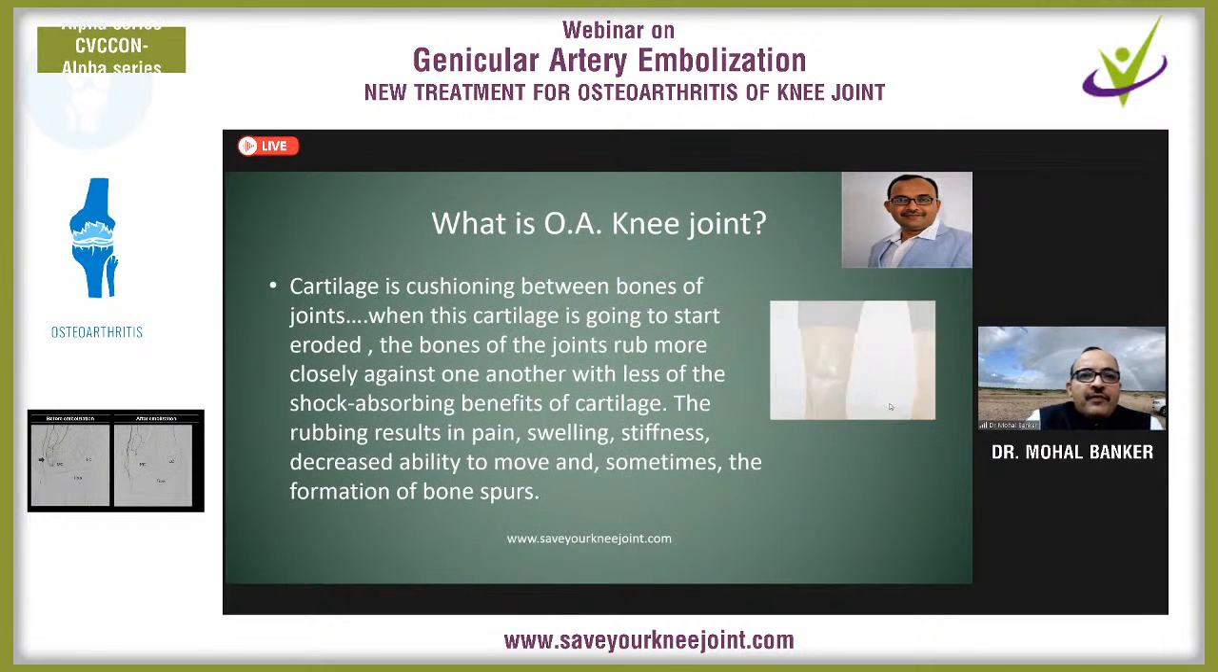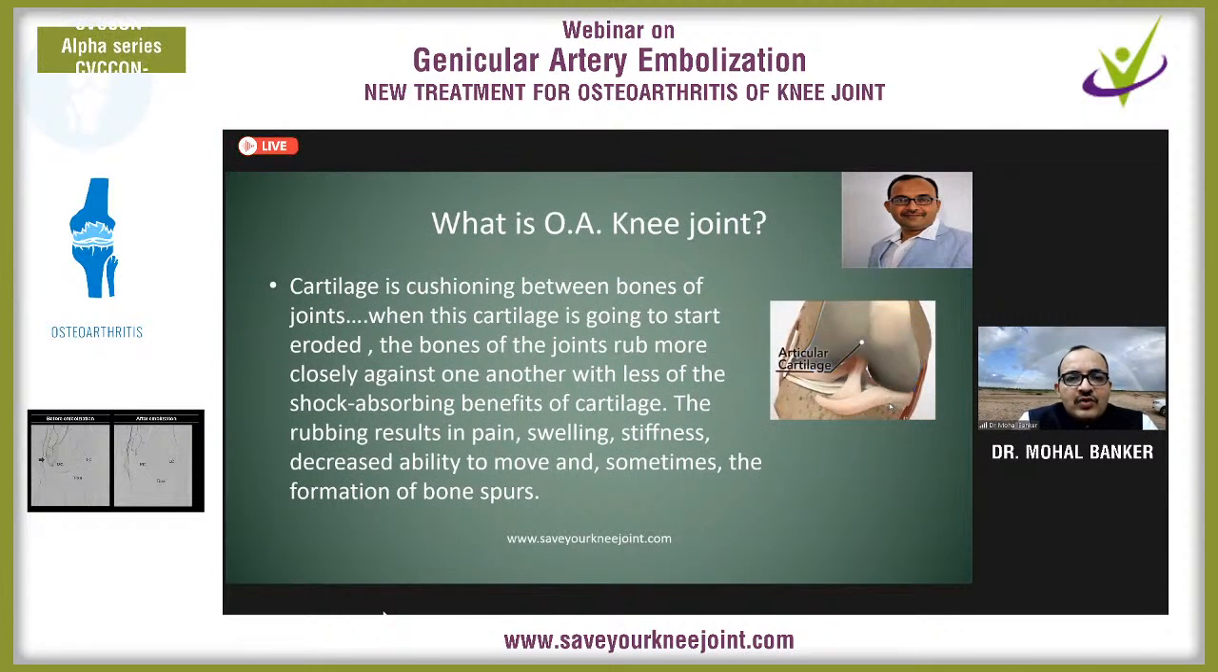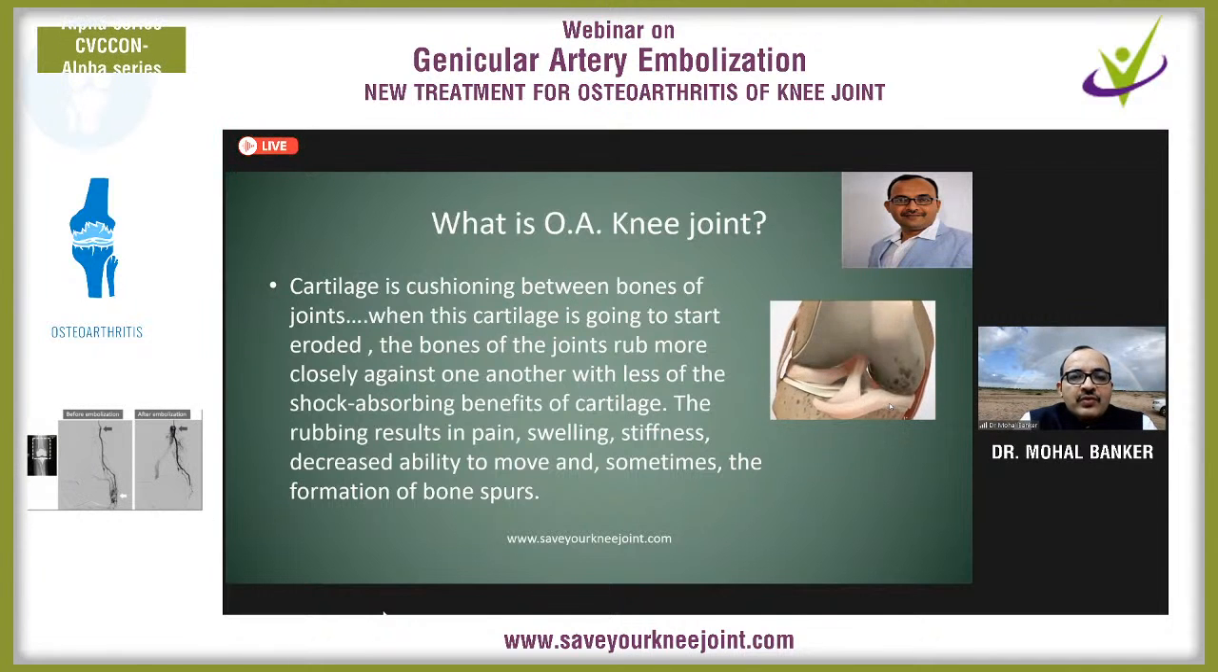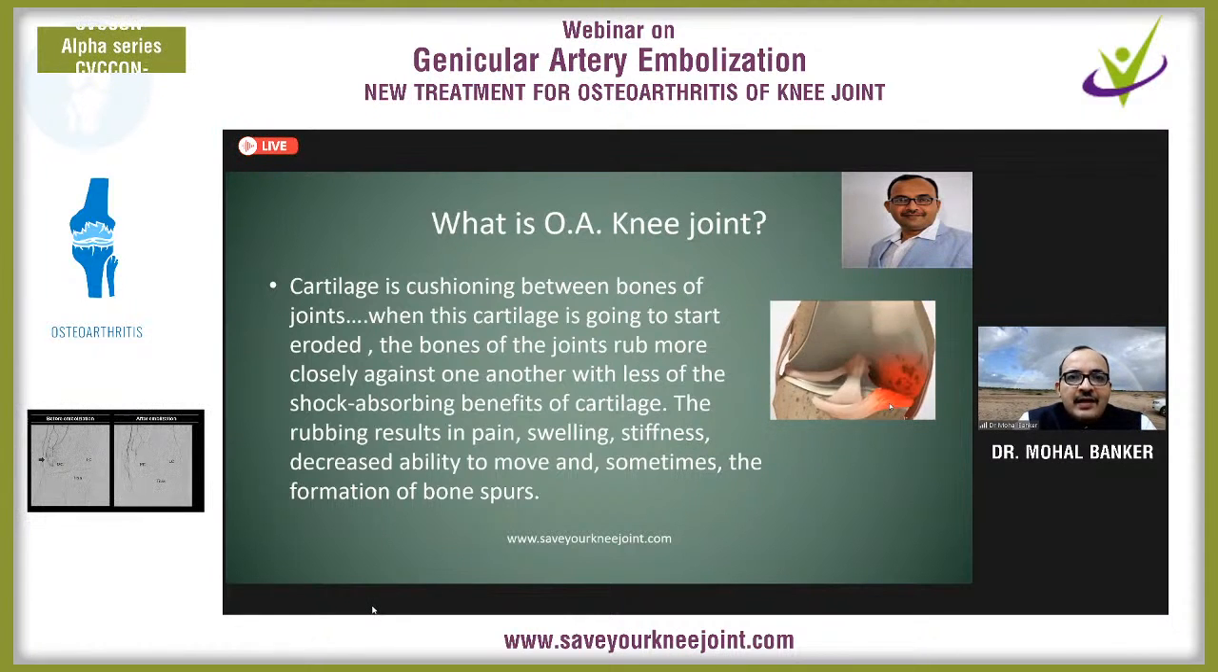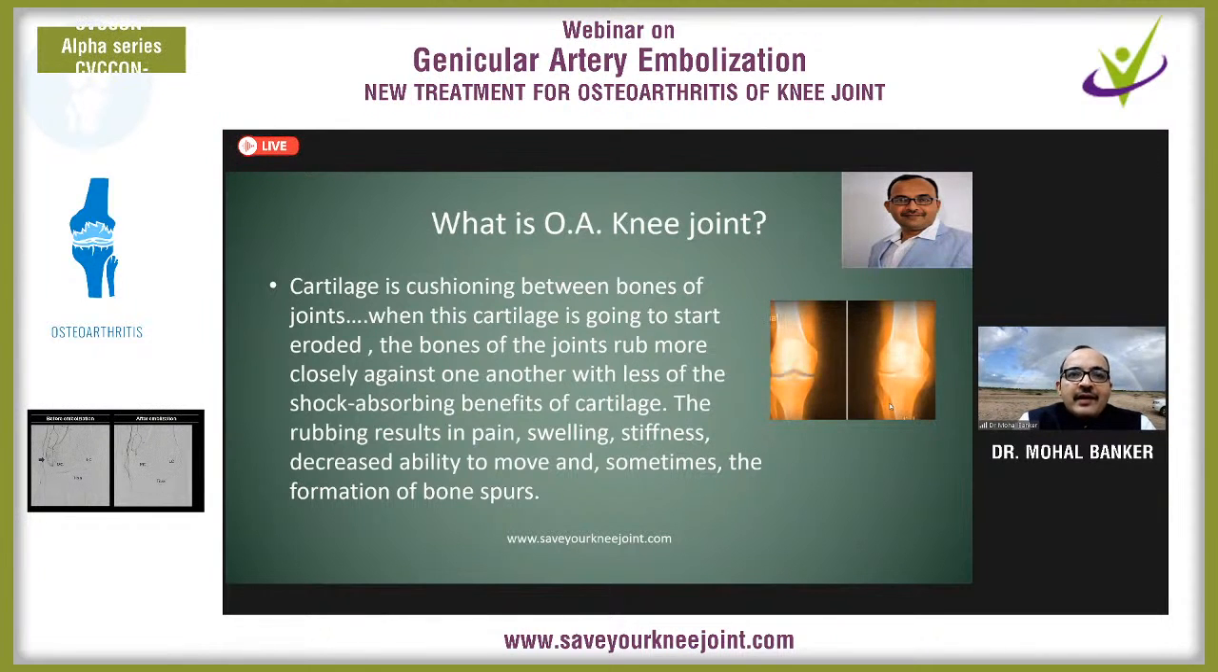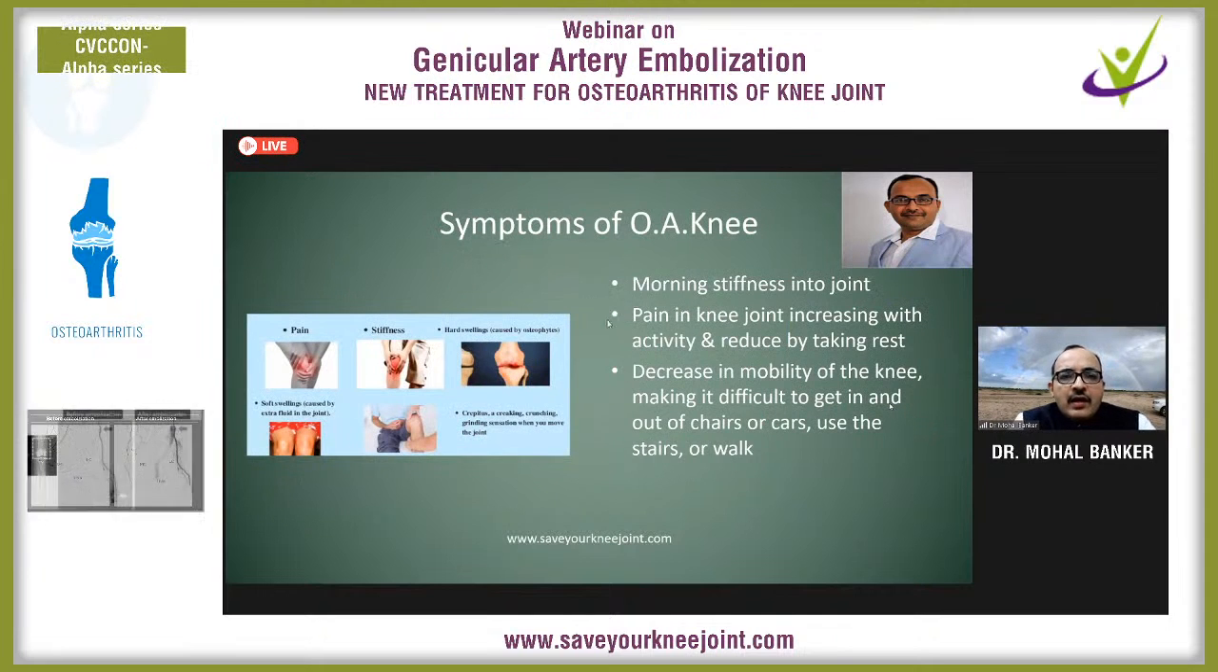The basic concept of osteoarthritis of the knee joint is that there is a cartilage which gives a cushioning effect between the two bones. This cartilage gradually erodes and reduces the joint space, and because of this reduction, friction between the two bones occurs, leading to pain. Pain is the dominant complaint for any patient. It starts with morning stiffness, but gradually pain occurs with movement of the joint, and the pain reduces in resting positions.